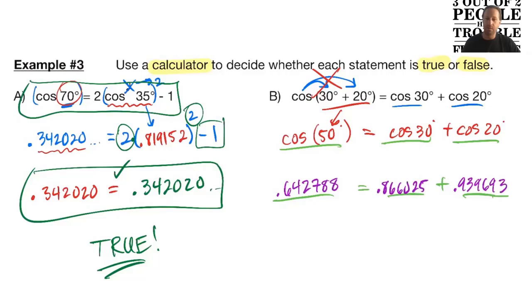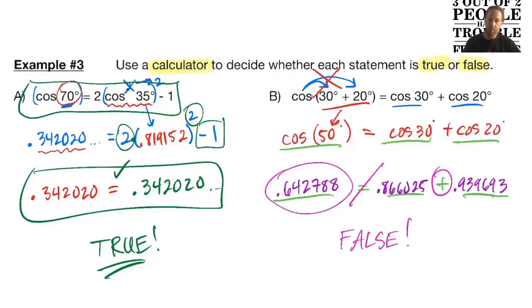And if you got those values, you can definitely see right then and there, without even finishing, that these two added together are much larger than that one. So it is not true and therefore false.